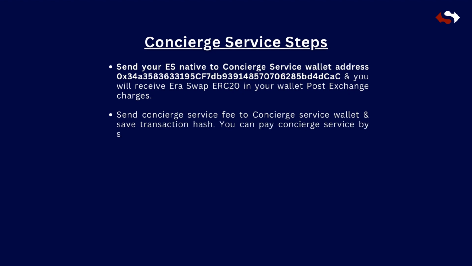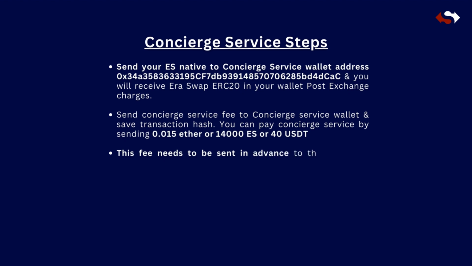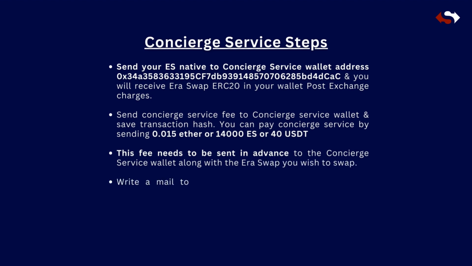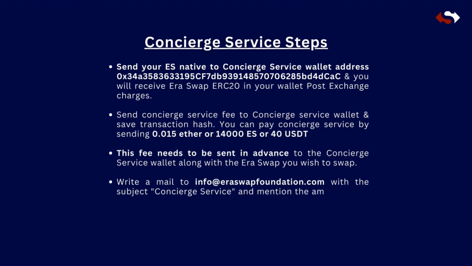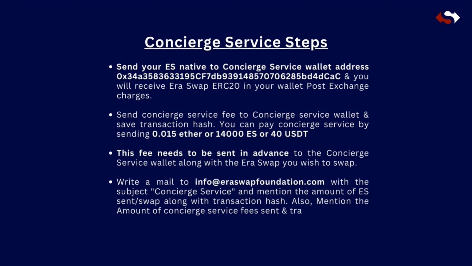Send the concierge service fee to the concierge service wallet and save the transaction hash. You can pay the concierge service by sending 0.015 Ether or 14000 S or 40 USDT. This fee needs to be sent in advance to the concierge service wallet along with the Eraswap you wish to swap. Write a mail to info@iraswapfoundation.com with the subject concierge service and mention the amount of S sent to swap along with the transaction hash. Also, mention the amount of concierge service fee sent and the transaction hash.